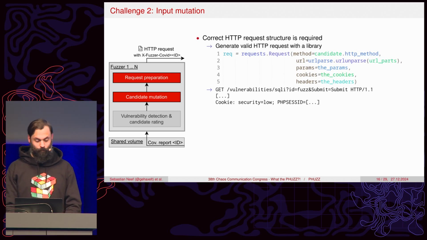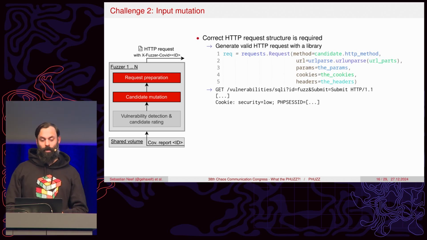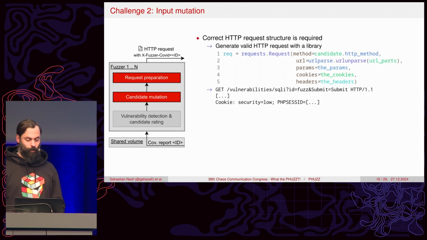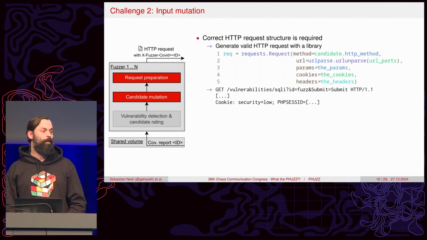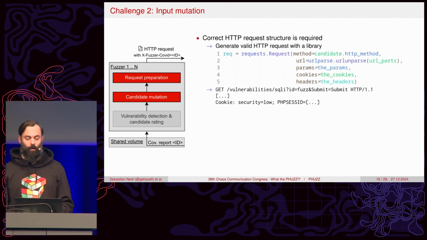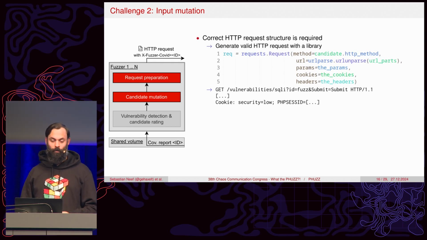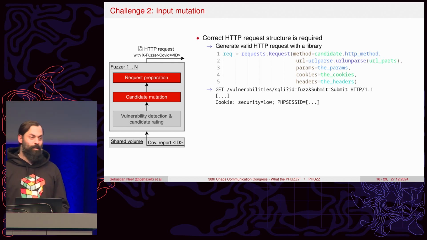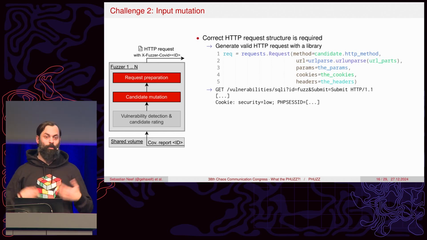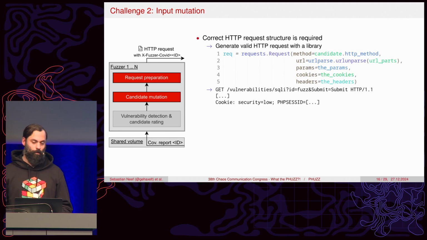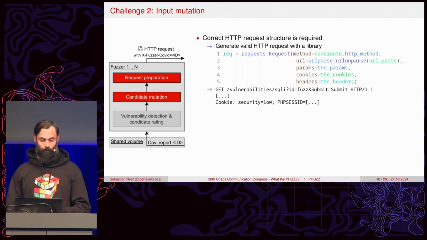So since Fuzz is written in Python, we just use the Python requests library and pass it all the different values that we have. For example, the URL to the endpoint, the different parameters, the cookies, the headers, and then it will generate a valid HTTP request for us, which is quite nice. And we know that the parameters will actually reach the application.